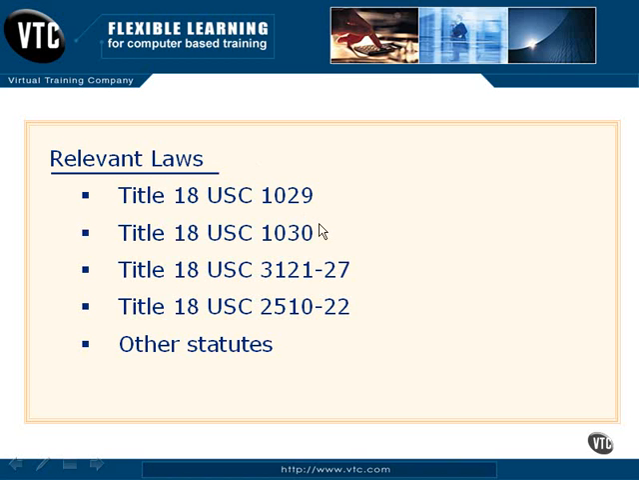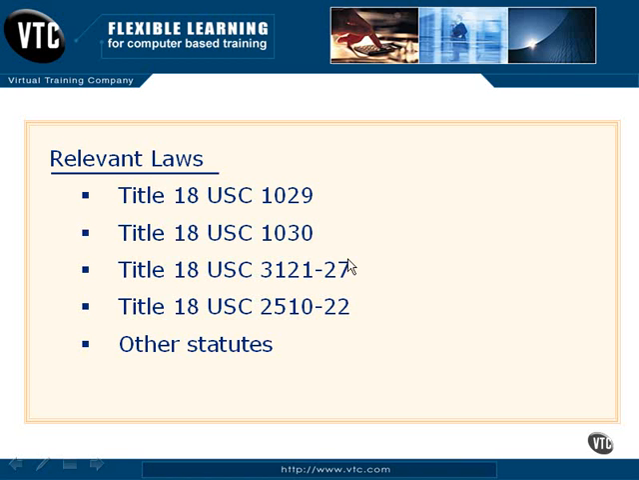USC 1030 goes a step further for us. It says that you're not allowed to access a computer without permission, especially if you're doing so to obtain confidential information. But in order to be investigated or prosecuted under USC 1030, it has to be proven that you had either malicious intent or performed malicious activities on that system. The limitation as far as monetary value is concerned here is $5,000.